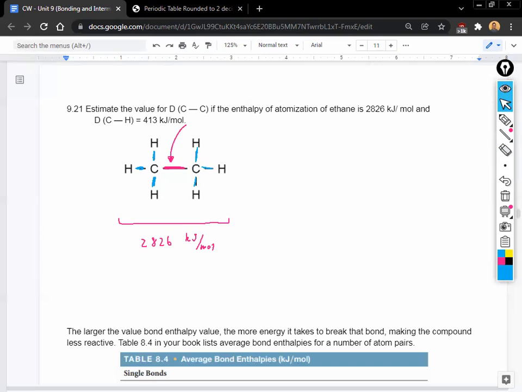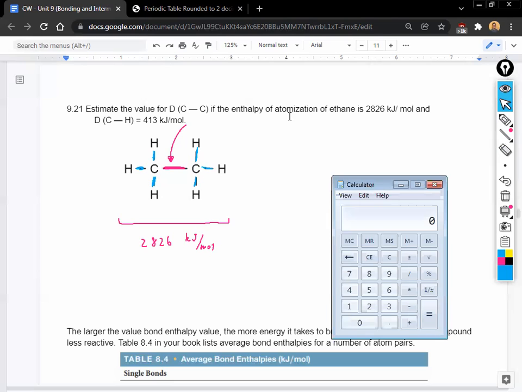Okay, so I'm going to pull out my calculator, and we just need to take the carbon-hydrogen bond, which is 413, and multiply it by 6. That's 2478. And so all you need to do is subtract that from 2826. So I can just go back to my calculator, 2826, and then subtract that. It's going to be 348. So that means that the carbon-carbon bond enthalpy is 348 kilojoules per mole.